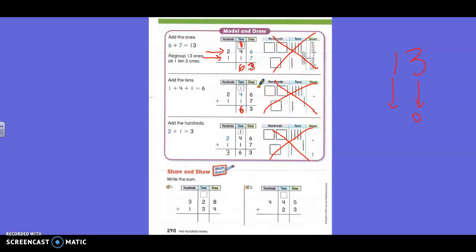All right, and then stepping down from that, now we can add the hundreds place, which is 2 plus 1, which is 3. So what is our answer? 246 plus 117 is? 363.